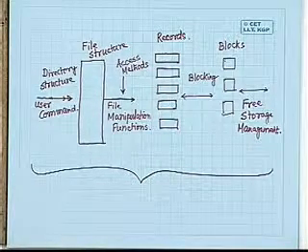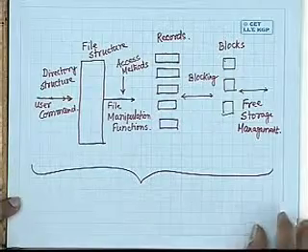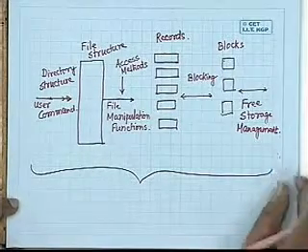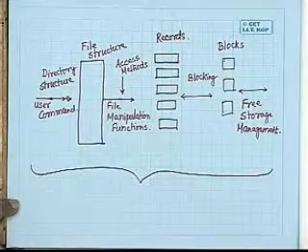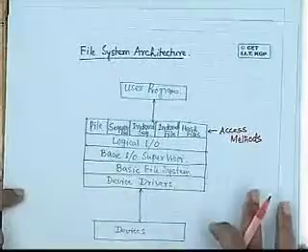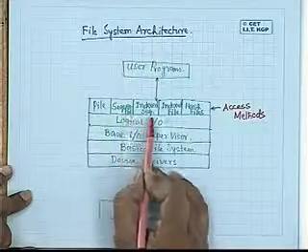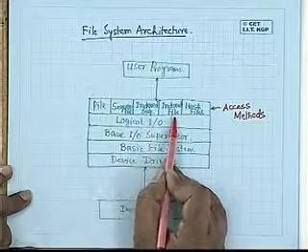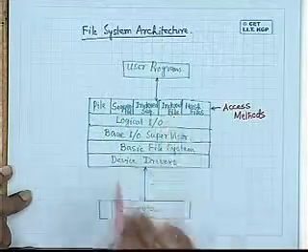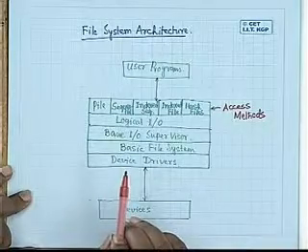Okay. Now coming to different file structures. As I said, I can have different kinds of files. One of the types is a sequential file. I have an indexed sequential file. I can have simply an indexed file. I can also have a hash file.